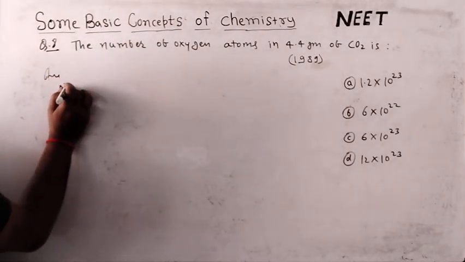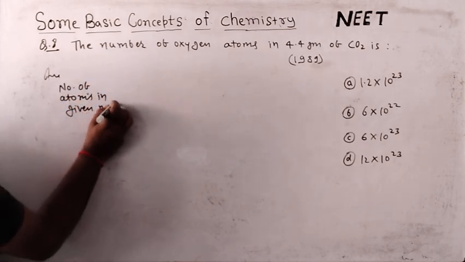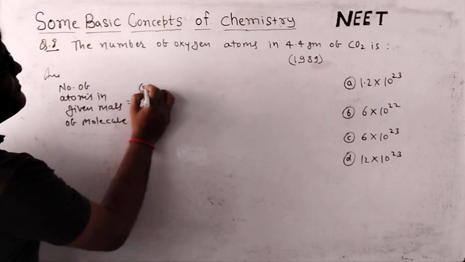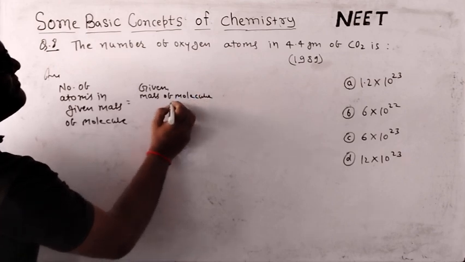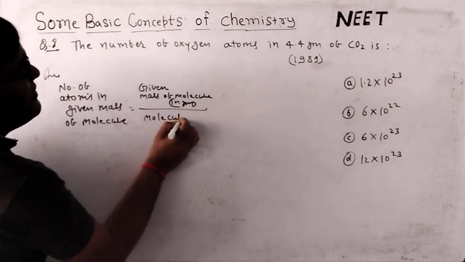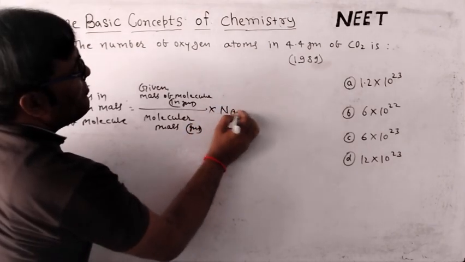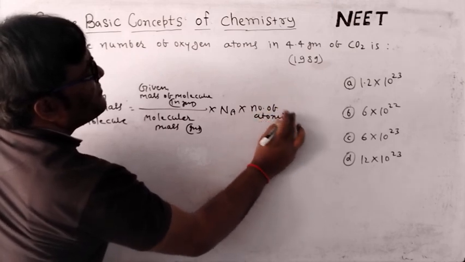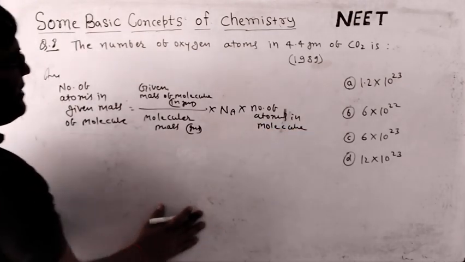Now formula is number of atoms in given mass of molecule is equal to given mass of molecule in gram divided by molecular mass of molecule in gram multiplied by Avogadro number multiplied by number of atoms in molecule, which is required according to requirement.